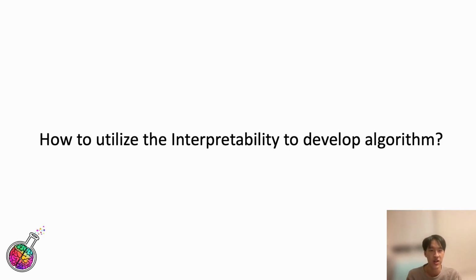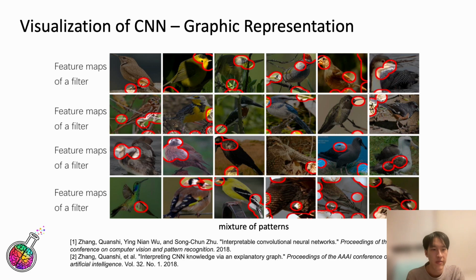But how do we utilize interpretability to develop a good algorithm? A group of people found that the filters of a CNN actually learn a mixture of patterns. As you can see here, the red circle does not only crop one kind of class, but crops different classes together. That is called a mixture of patterns. But that hinders what we can learn about the inside of the CNN.